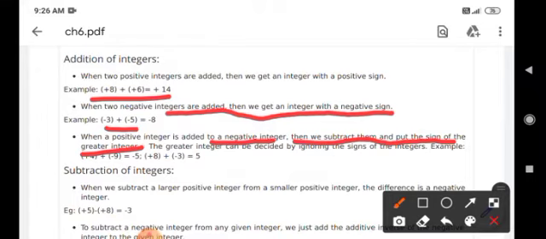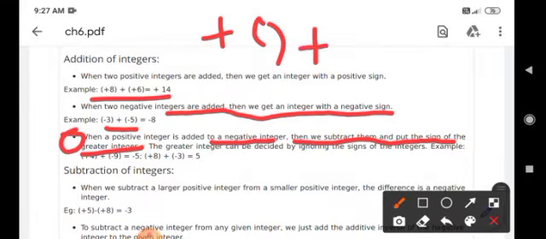Okay, you have to remember this point, it is very important. When one positive integer is added with one negative integer, then what will be the sign? You have to remember this line: put the sign of the greater integer. Whichever integer is greater, that sign you have to put.